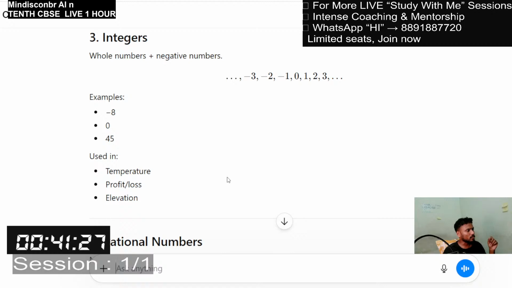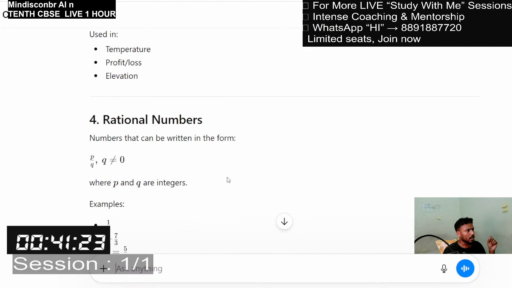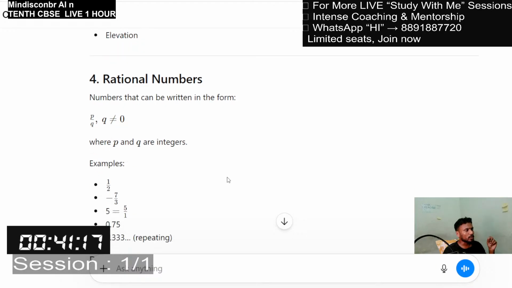Example: minus 8, 0, 45. Used in temperature, profit and loss, elevations, etc. And next, coming to rational numbers. Numbers that can be written in the form p by q, where q is not equal to 0, and p and q are integers, are called rational numbers.